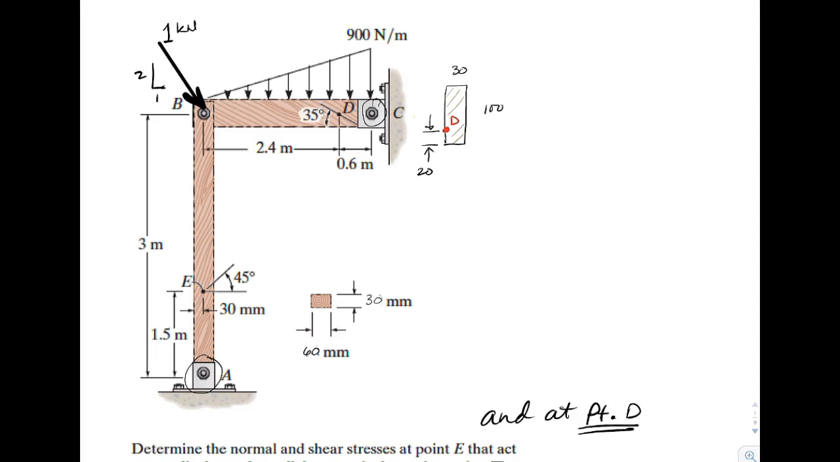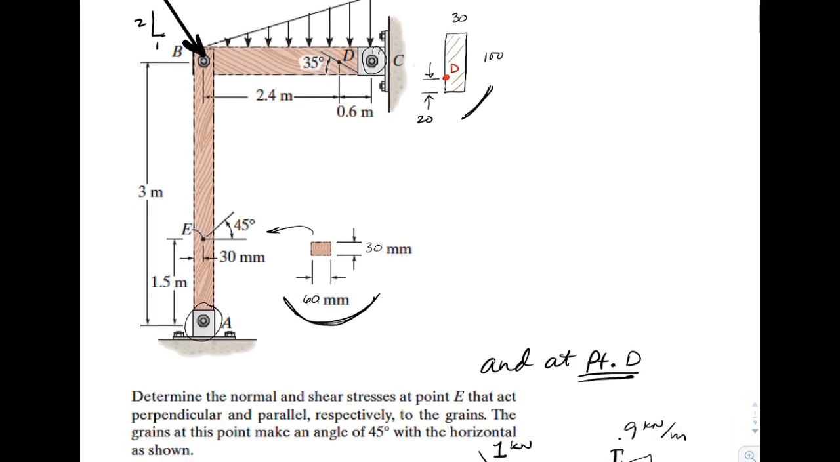So we've got a picture of a cross section down here. That's going to be the cross section for the vertical member. Here we've got a picture of another cross section for the horizontal member. So what we're going to do here is determine the normal and the shear stresses at 2 points, both at point E, right here in the vertical member, and at point D, which is right up there by the pin.